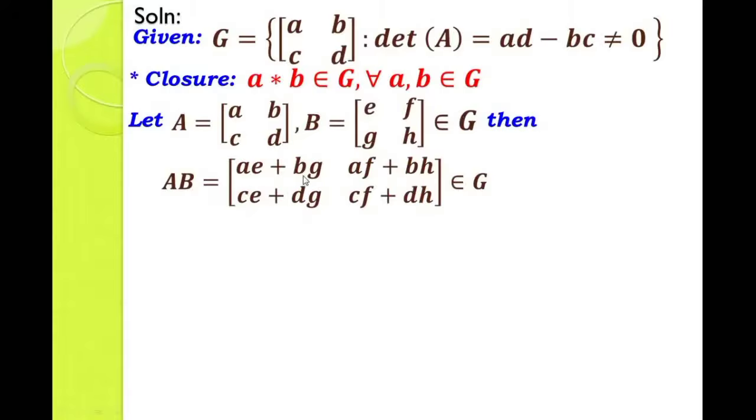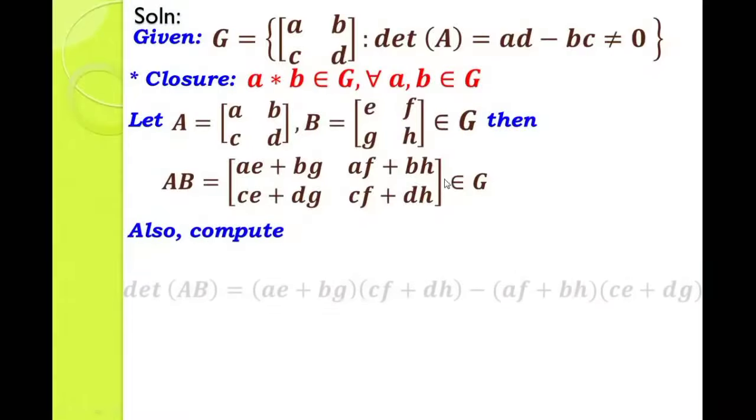Why? Because A, B, C, D, E, F, G, H are all real numbers. If you consider some numbers and multiply them, you get some number. That number also belongs to real numbers. So therefore AB belongs to G. Also we know that the determinant of A is not equal to 0. Similarly, the determinant of B is also not equal to 0. If you find the determinant of AB, that is also not equal to 0. Therefore, we can say that AB belongs to G, which means it satisfied the closure property.